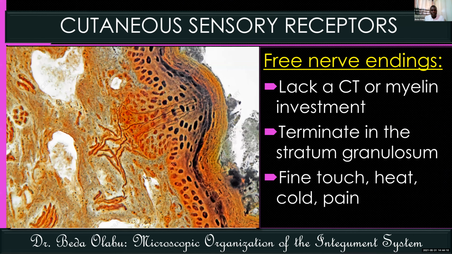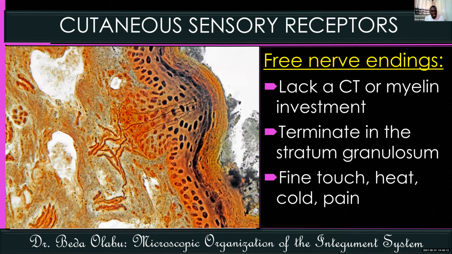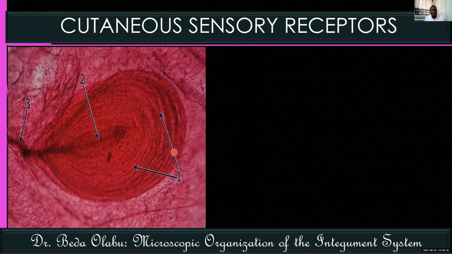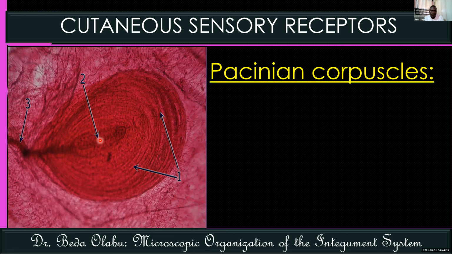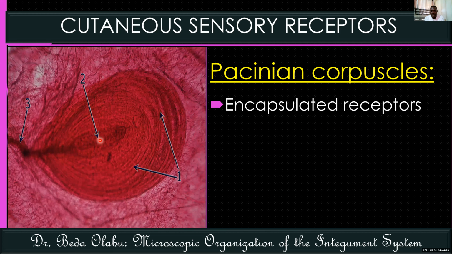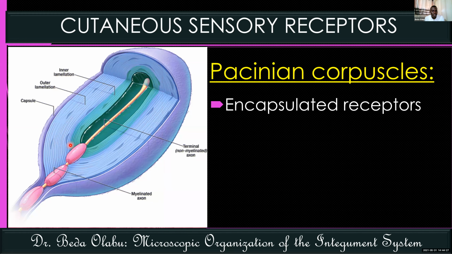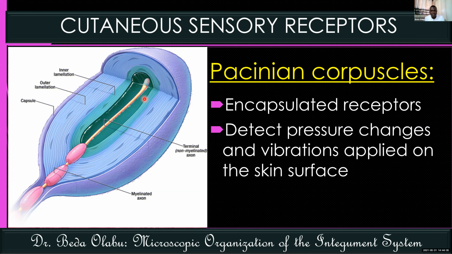The second type are these ones, which, as you can see, look like an onion bulb. We call this the Pacinian corpuscle. Structurally, Pacinian corpuscles have a capsule around them, so they are encapsulated receptors. They have a very thick connective tissue capsule around, and within it consists of concentric lamellae of connective tissue.